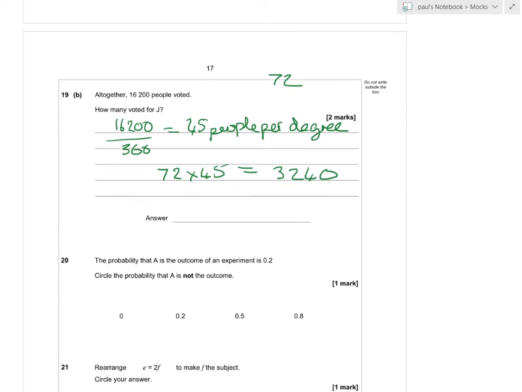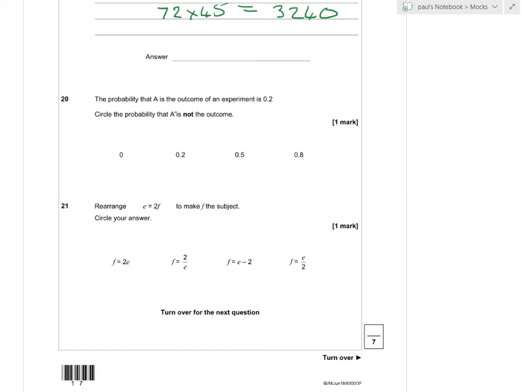The probability that an outcome of an experiment is A is 0.2. Circle the probability that A is not the outcome. Oh, 0.8. 21. Rearrange E equals 2F to make F the subject. That's just going to be E divided by 2. Have we got that? E divided by 2.